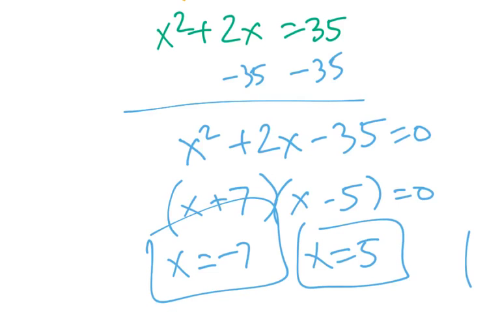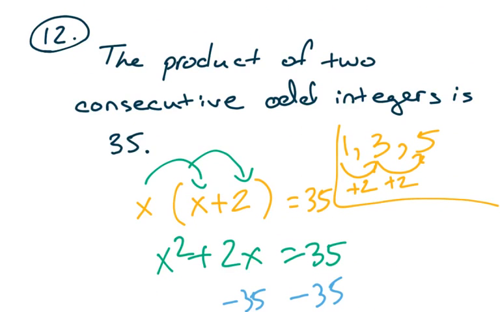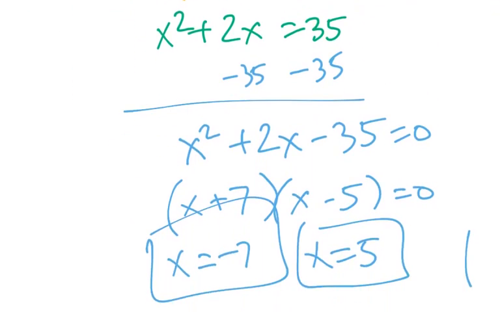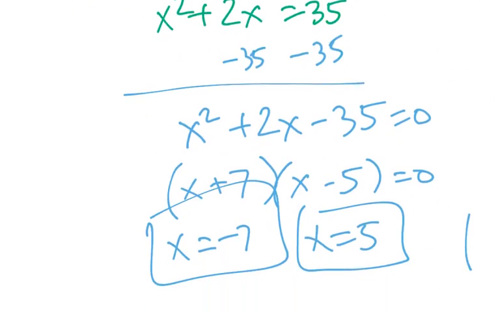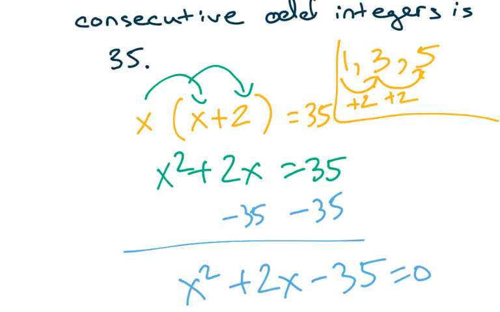So, what does this mean? Now notice something here. Let's be very careful here. If we say the answer is x is equal to -7, what we're saying is that x is -7, and this is -7 plus 2, which would become -5, and -7 times -5 is positive 35.